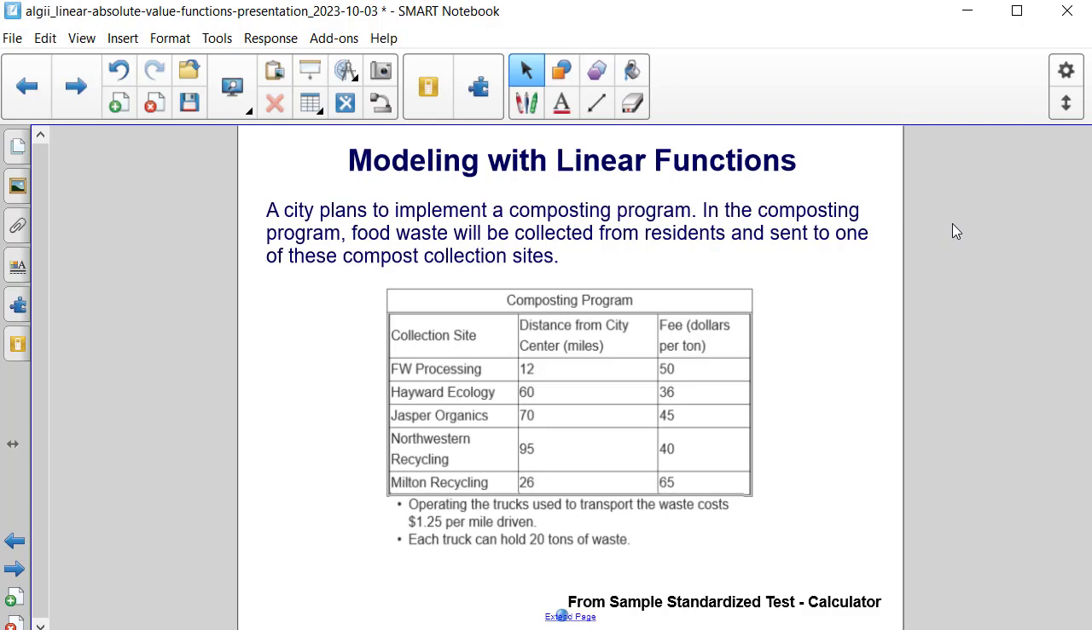In the composting program, food waste will be collected from residents and sent to one of these compost collection sites. We have FW Processing that is 12 miles away from the city and charges a fee of $50 per ton of compost. Hayward Ecology is 60 miles from the city center, and its fee per ton of compost is $36.